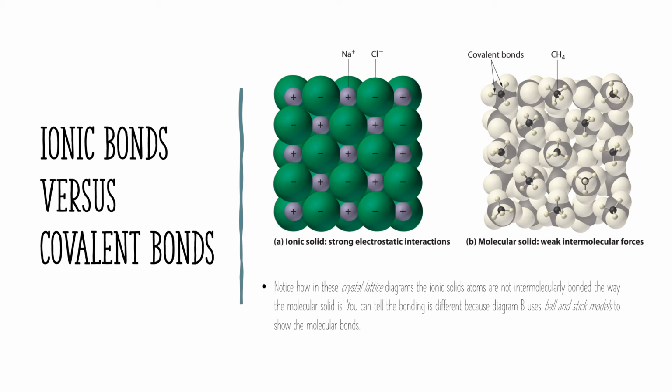Notice how in these crystal lattice diagrams, the ionic solid's atoms are not intermolecularly bonded the way the molecular solid is. You can tell the bonding is different because diagram B uses ball and stick models to show the molecular bonds.